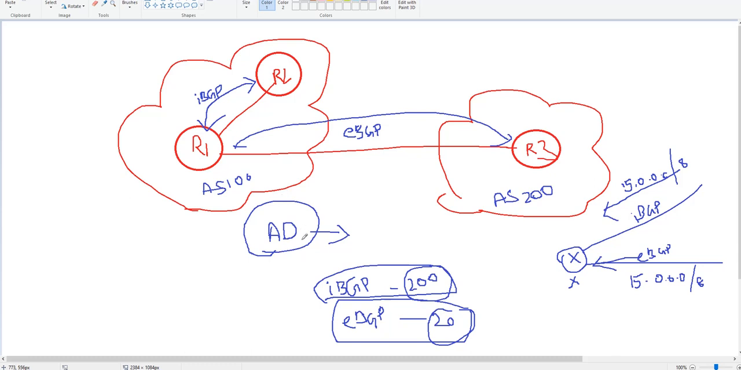And also I hope you have understood what iBGP and eBGP are. iBGP means the routers belong to the same autonomous system number. eBGP is nothing but the neighborship built between two different routers belonging to two different autonomous system numbers, right? Great. So let me clear this.